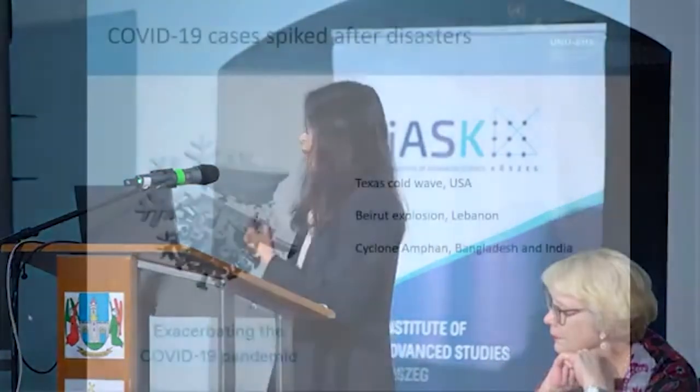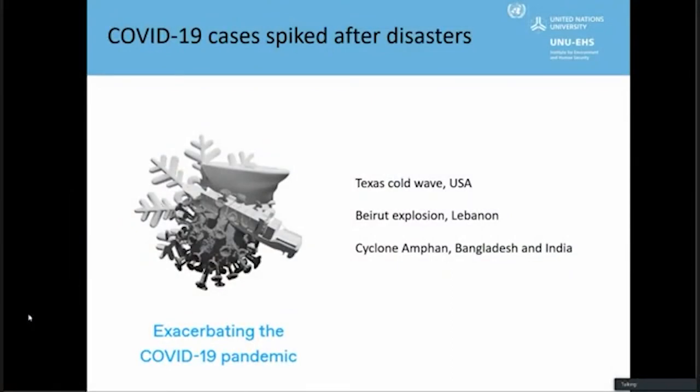What happened after Beirut's explosion in Lebanon was very similar. First of all, a lot of health centers were just blown away. Obviously, they could not treat COVID patients anymore. And in the case of Cyclone Amphan, people hesitated to move to shelters because they were afraid of infection. At the same time, the capacity of these shelters was reduced because you needed to keep social distancing. So many more people who could have been protected couldn't be protected due to COVID. So COVID is interacting with many of the natural or man-made and natural hazards.